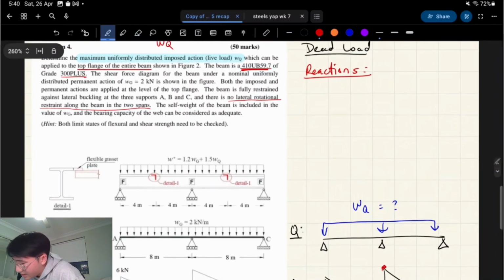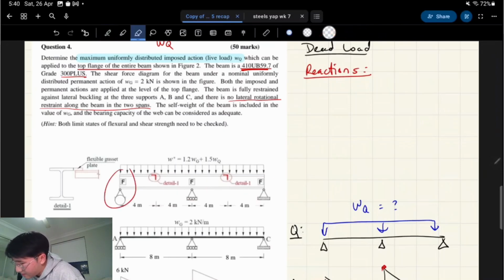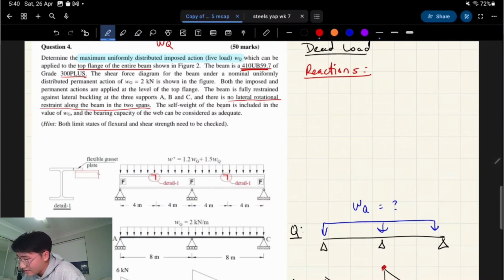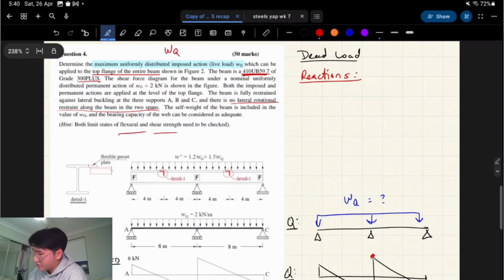Both the imposed and permanent actions are applied at the level of the top flange. The beam is fully restrained against lateral torsional buckling at these three supports, A, B, C, and there's no lateral rotational restraint along the beam in the two spans. So we'll come back to that. The self weight of the beam is included in the value of WG, and the bearing capacity of the web can be considered as adequate. Okay, and we have to do flexural and shear strength checks.